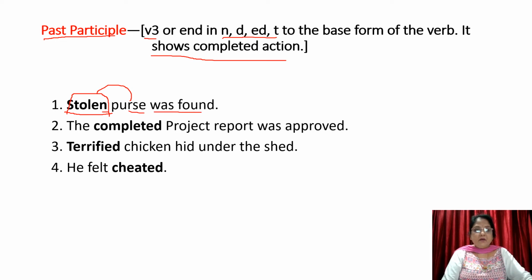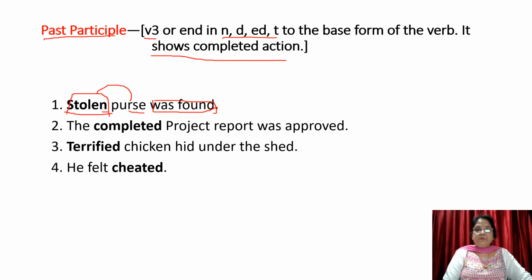And was found is the main verb. As we have already read that non-finite verbs are not the main verbs. So stolen is not the main verb. Here it is behaving like an adjective. Was found is the main verb. Okay.